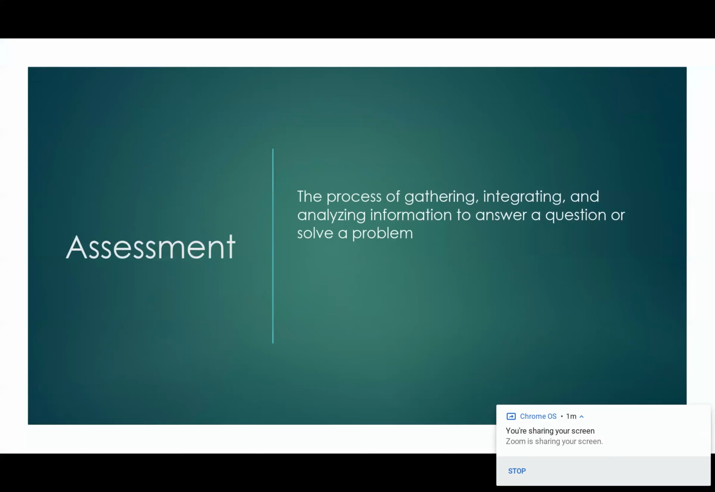So by definition, an assessment is the process of gathering, integrating, and analyzing information to answer a question or solve a problem. In our case, we are assessing information to best treat the patient. So we are using this information to establish a treatment plan to determine what treatment modalities or what treatment functions are going to best serve someone. Sometimes some of us will use assessment to also diagnose. We will not be doing that in this class.